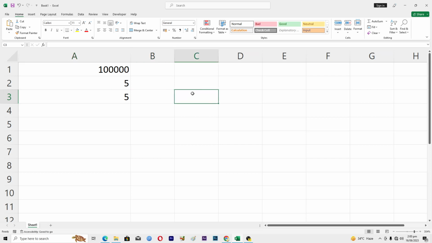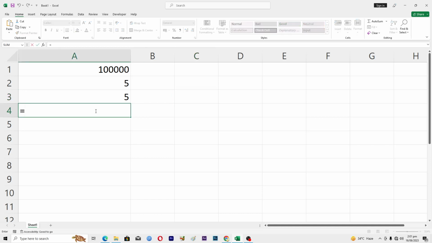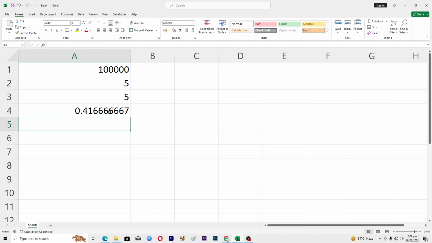Okay, so first of all we will calculate the monthly interest rate by dividing our interest rate by 12 months. So in this cell I will enter this formula, equal to, and then I will select this one, A2, and divide by 12, and this is our monthly interest rate.